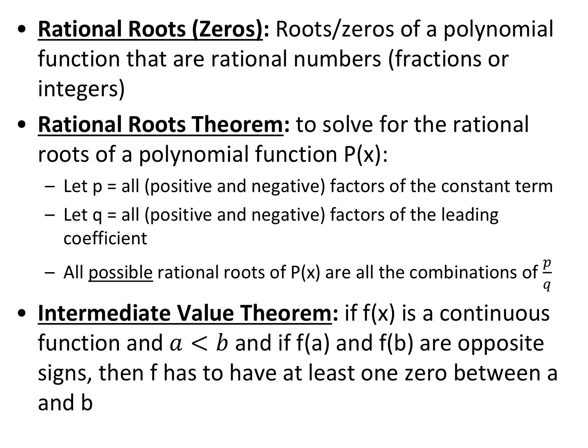Our rational roots or zeros are the roots or zeros of the polynomials that are rational numbers, so fractions or integers. There is a theorem called the rational roots theorem that we use to help us solve for the rational roots of a polynomial function. We call our first set of values that we're going to find our p-values, which is all of the positive and negative factors of our constant term, so the term at the end with no x. Our q's are all of our positive and negative factors of our leading coefficient.